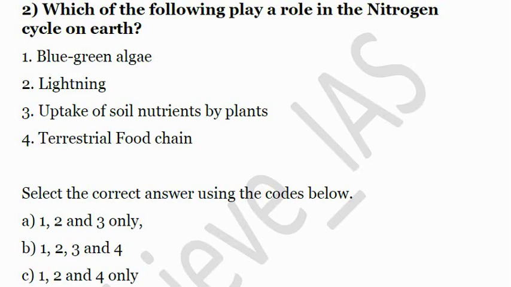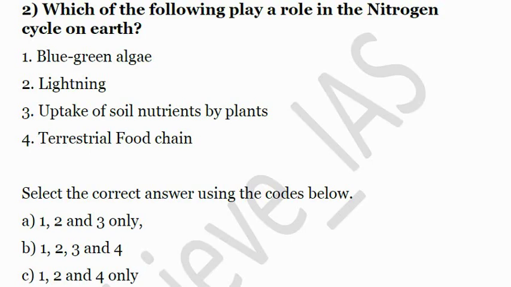So basically, if you have read ecology already, you might know that the nitrogen cycle is the process through which nitrogen undergoes a complete cycle. In this cycle it passes through different stages. So it passes through the terrestrial food chain also, because when animals feed on plants, the nitrogen that was picked up by the plants through their roots gets transferred into the terrestrial animals.